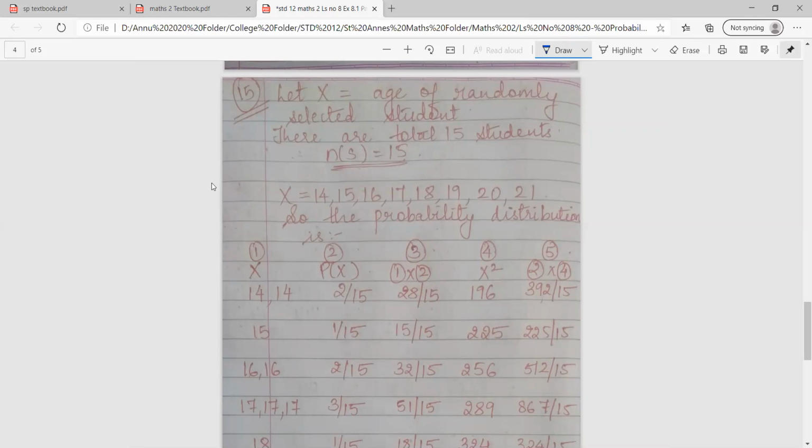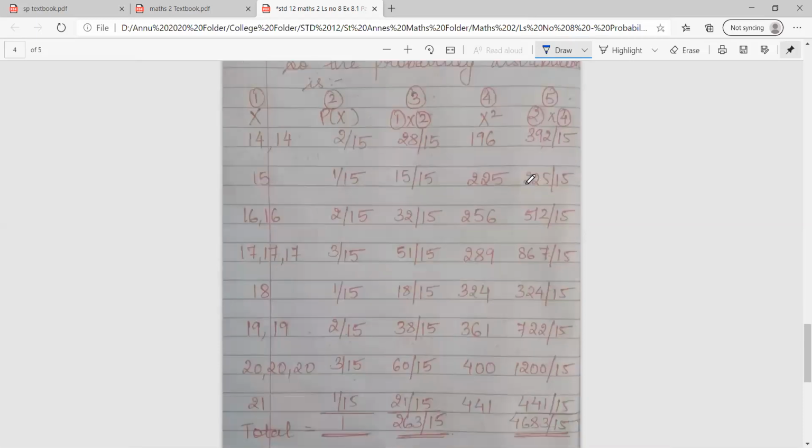So let X be equal to the age of randomly selected students. Here we have a total of 15 students, so the sample space will be 15. The values of X fluctuate from 14 to 21. So the probability distribution table will be as follows. For X equal to 14 there are 2, so the probability of X will be 2 by 15.